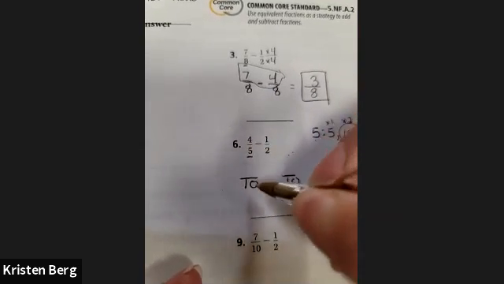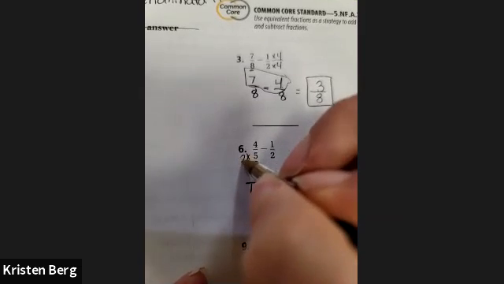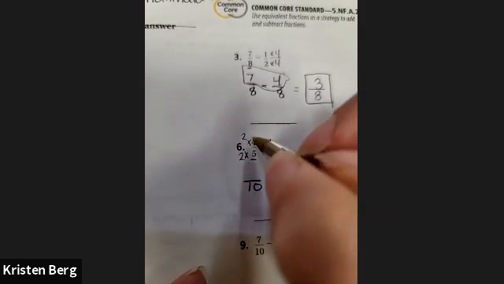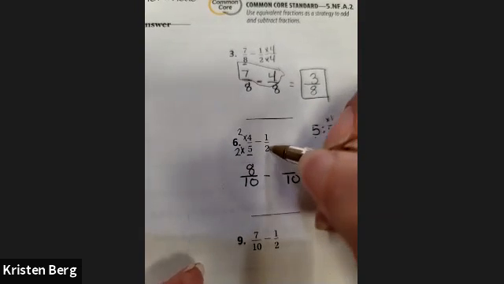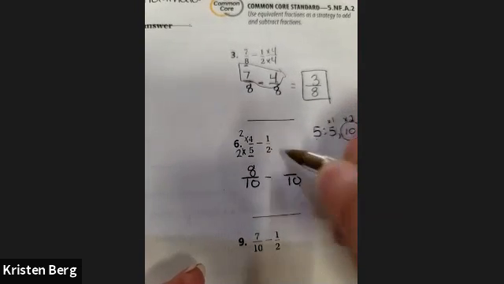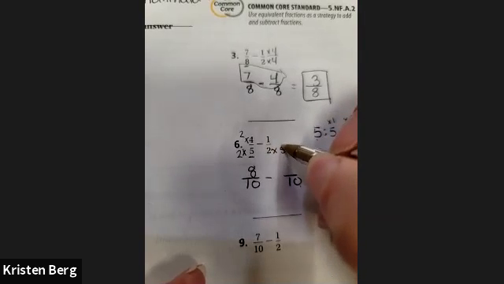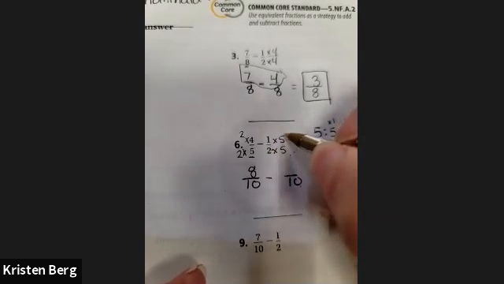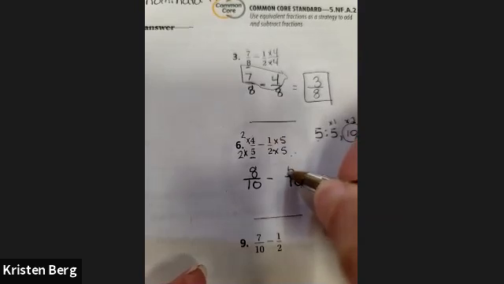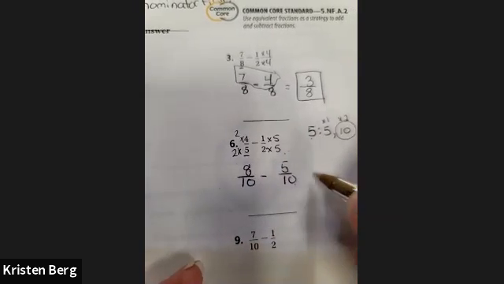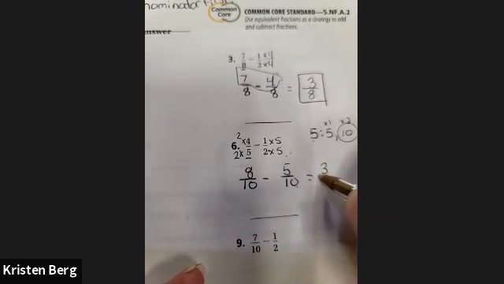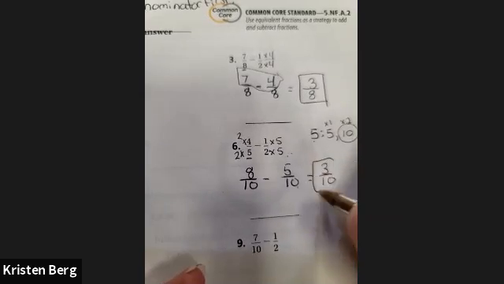So how do I get a 5 to a 10? I times it by 2, and I do the same to the top. 4 times 2 is 8. Then how do I get a 2 to a 10? I times that by 5, and I do the same to my numerator. 5 times 1 is 5. So what is 8 minus 5? It is 3/10.